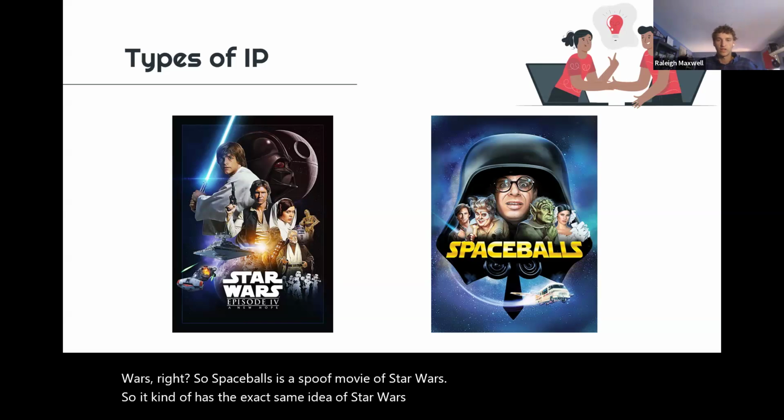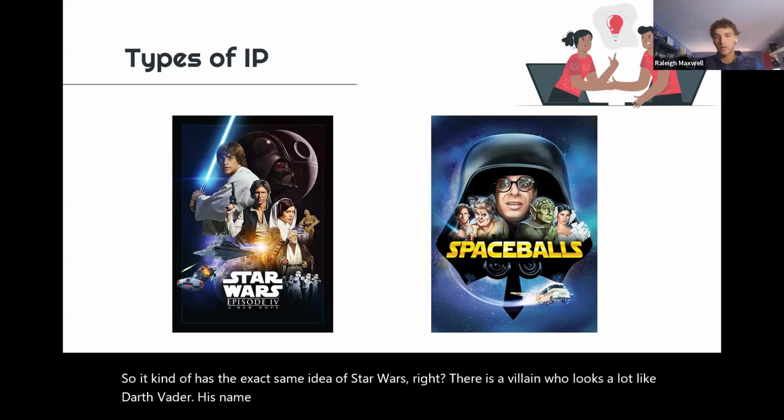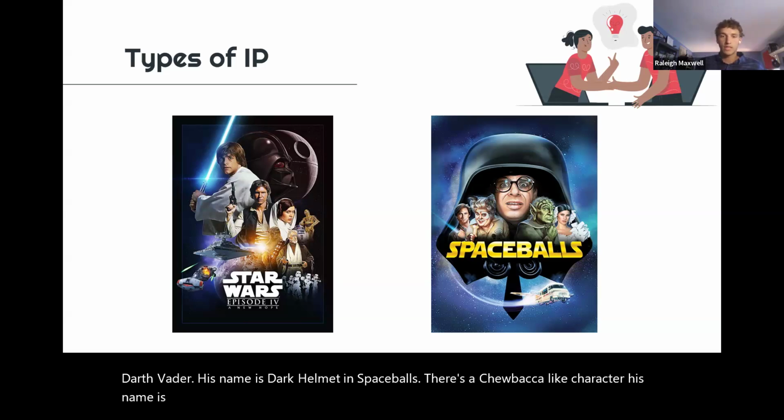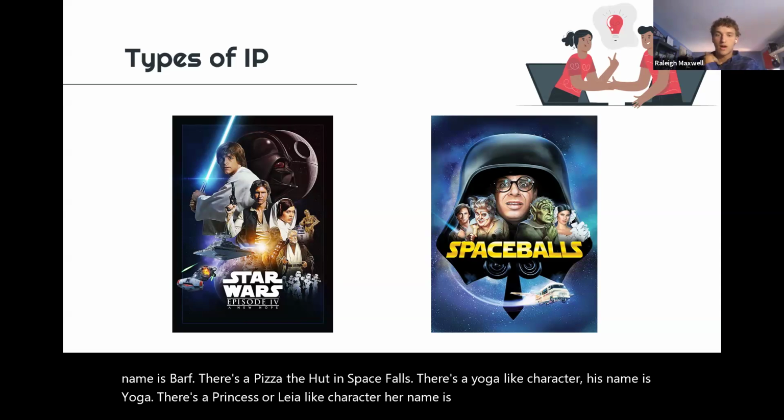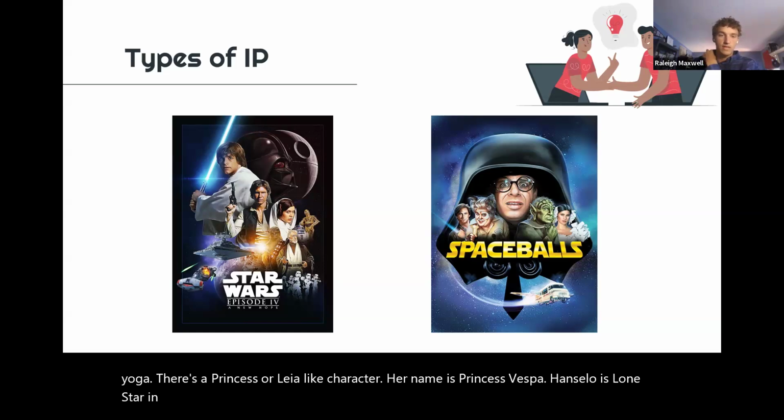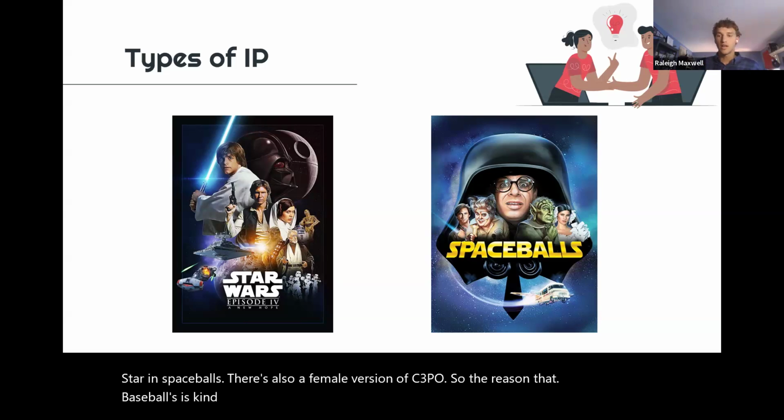There's a villain who looks a lot like Darth Vader. His name is Dark Helmet in Spaceballs. There's a Chewbacca-like character. His name is Barf. There's a Pizza the Hut in Spaceballs. There's a Yoda-like character. His name is Yogurt. There's a Princess or Leia-like character. Her name is Princess Vespa. Han Solo is Lone Star in Spaceballs. There's also a female version of C-3PO.